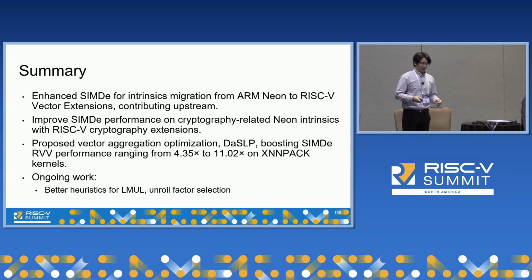And so in summary, we have enhanced the SIMD library for intrinsic migrations from Neon to the RISC-V Vector Extension, and we have contributed them upstream. And we also improved the SIMD library performance using the RISC-V Cryptography Extension. And we have proposed the vector aggregation optimization, which can further boost its performance. And our ongoing work is that we need to come up with a better heuristic for LMUL and unroll factor selection. And thank you all for your attention.